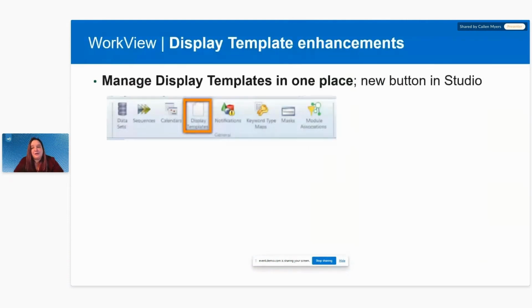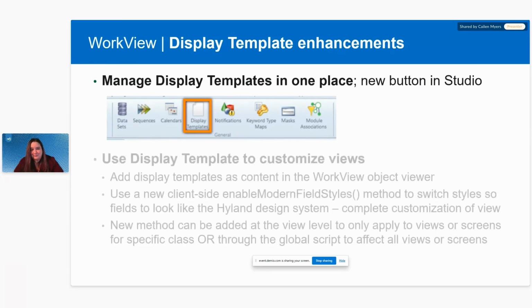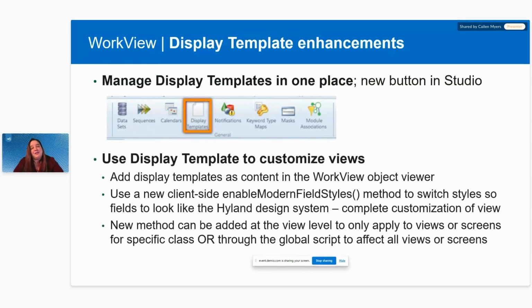Second, new with WorkView, Hyland also added the ability to manage display templates from a central location and use these display templates on views. As you notice, this is a display template, which is showing up in OnBase Studio. You can customize your views. You can add display templates as content, use new client-side enabled modern field styles, and new methods can be added at a view level to only apply to views or screens for a specific class, and or through global scripts to affect all views and screens.